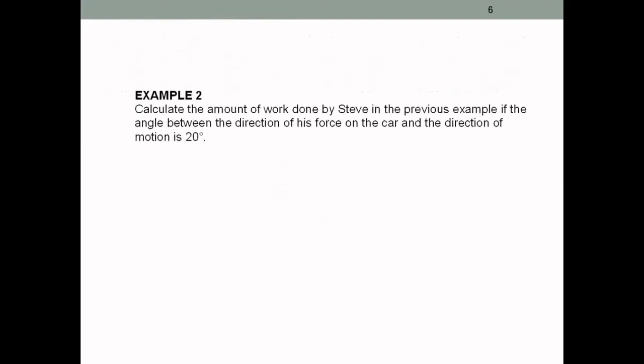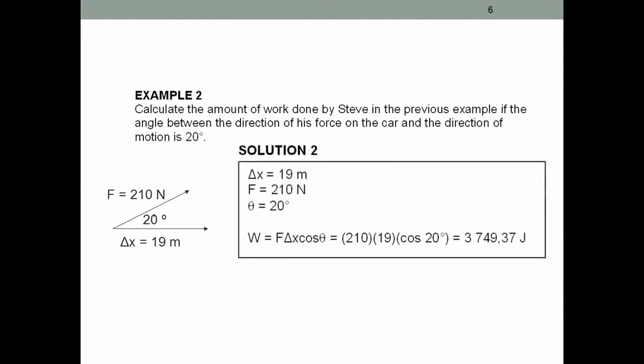Let's consider the second example. Calculate the amount of work done by Steve in the previous example, if the angle between the direction of his force on the car and the direction of motion is 20 degrees. So which means now Steve is pushing the car at an angle of 20 degrees above the ground. So we have the angle now, theta, which is 20 degrees between the displacement and the force. Then we substitute. Now we get the work, which is 3,749.37 joules.